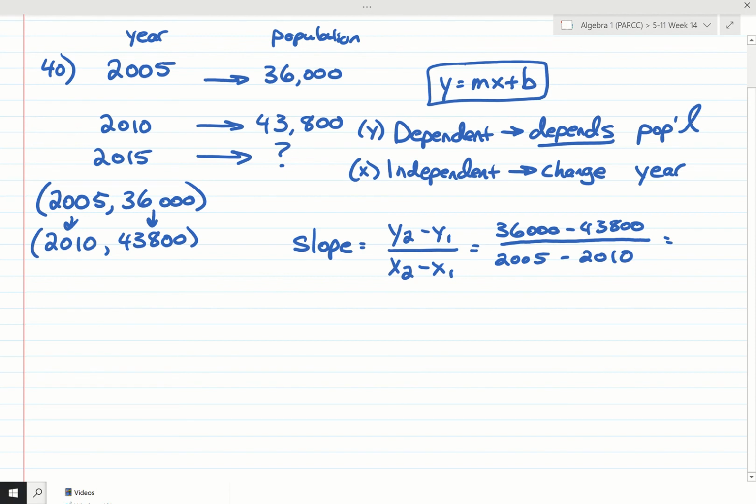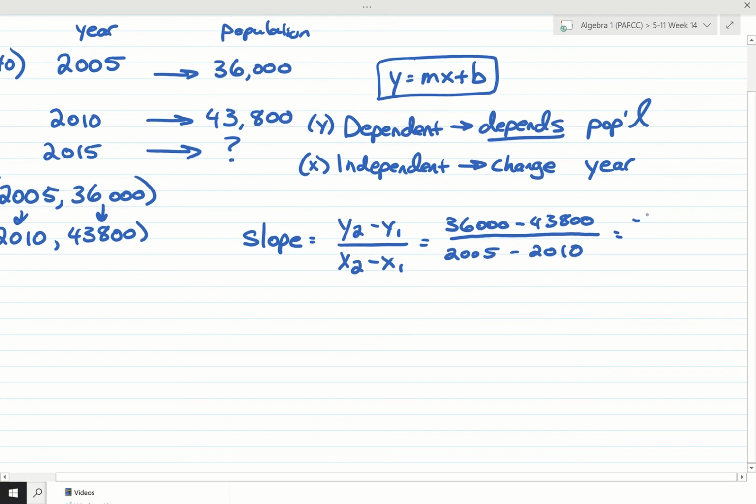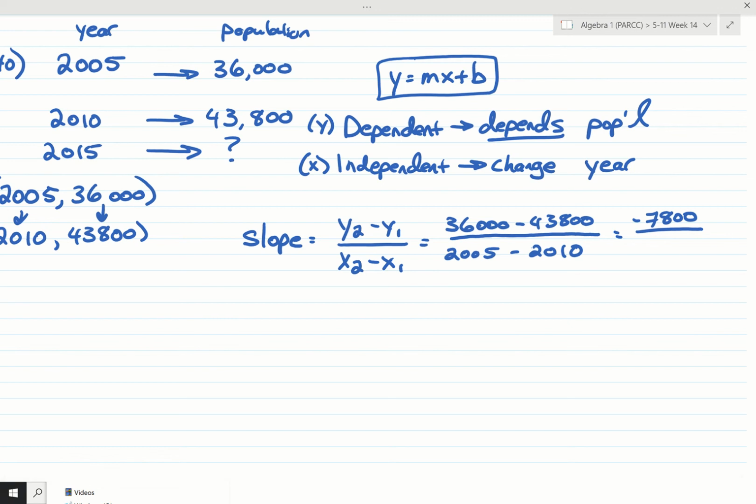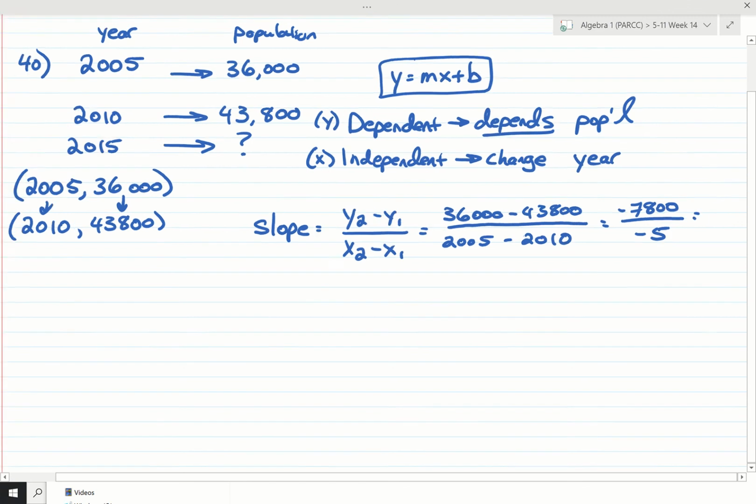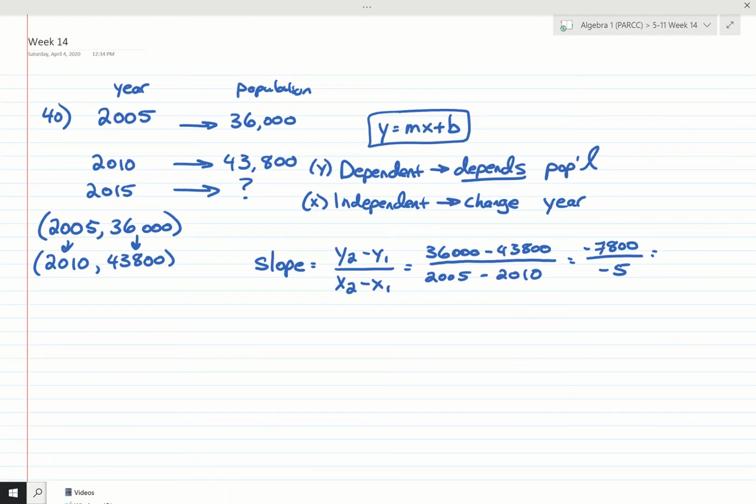Let's see what that is. So 36,000 minus 43,800 is negative 7,800, and 2005 minus 2010 is negative 5. If you simplify this, you would get the slope, 7,800 divided by 5, of 1560. That's what our slope is.